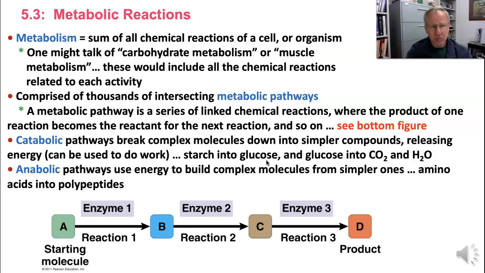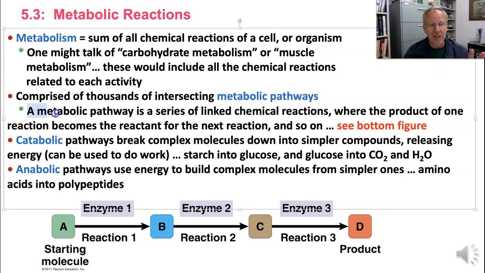Metabolism is made up of thousands of intersecting chemical reactions, series of chemical reactions, one after another. And these series of chemical reactions that happen one after another are called metabolic pathways. So a metabolic pathway literally is a series of linked chemical reactions where the products of one reaction become the reactants for the next reaction, and so on and so on.